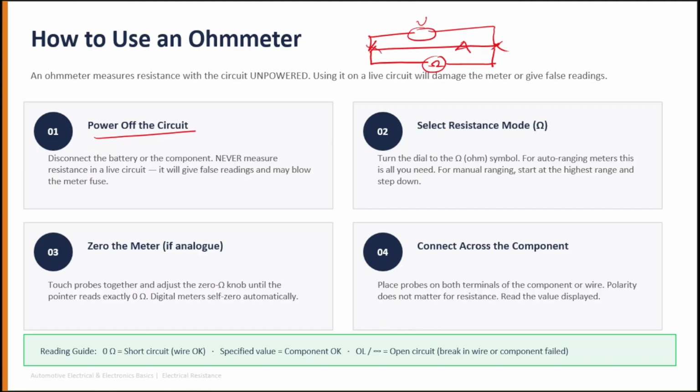So select the mode in the multimeter or ohm meter, and make sure that zero is set in analog meters before measuring. Connect across the component, as we have seen here. Across means parallel to the conductor.